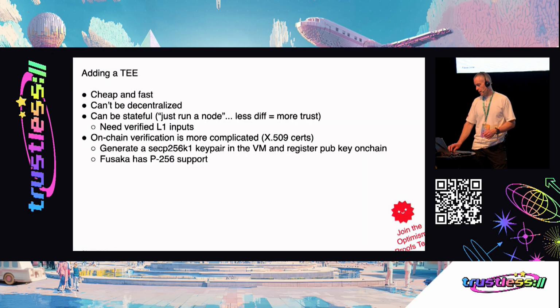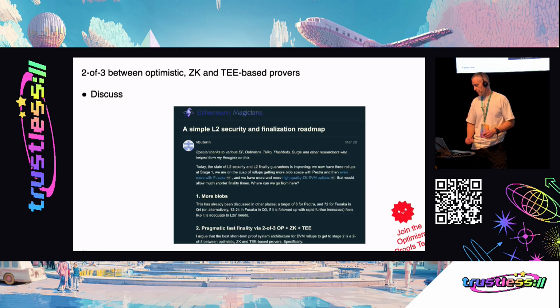Okay. Actually, we will mention one more thing. No, we'll skip through it. Let's get to the proposal from Vitalik. This is something he posted earlier this year, which is basically 2 of 3 between optimistic, ZK, and TEE-based provers. I'm wondering if anybody has questions or comments on that, because there's a whole lot you can dig into there.